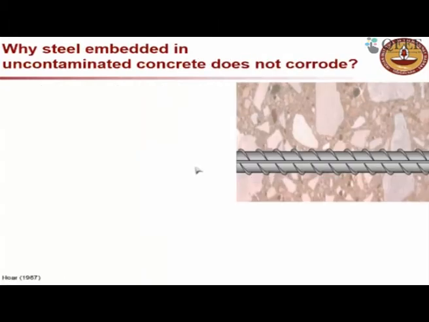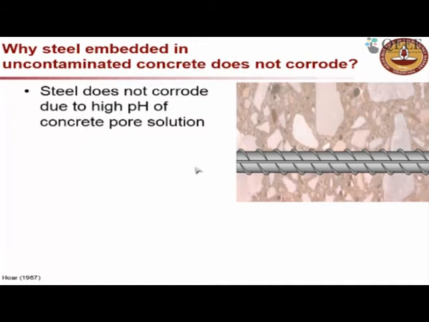Now when we talk about steel embedded in uncontaminated concrete, we normally don't see corrosion. There are a lot of reinforced concrete structures which are still standing, and you can even see structures which are 40-50 years old with no corrosion on them. There is a reason for that. The reason is, like I mentioned earlier, that the steel is exposed to a very high pH condition, which is our concrete. Concrete has very high pH. When it is exposed to high pH, steel is very well protected and does not corrode.